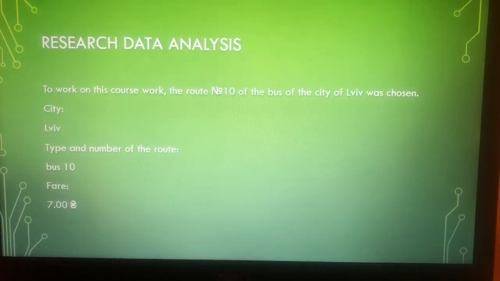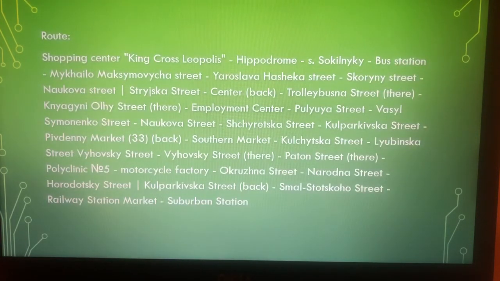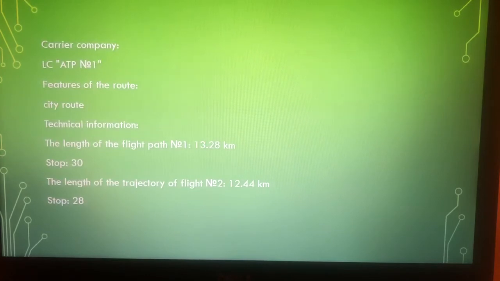Research data analysis. To work on this coursework, route number 10 of the bus in the city of Lviv was chosen. City Lviv, type of transport buses, bus number 10, and fare 7 hryvnias. There is a route. All stops included in this route are on this slide. They are shopping center, King Cross Leopolis, Hydrogans, Sokolnica bus station, and others. There is also some technical information.